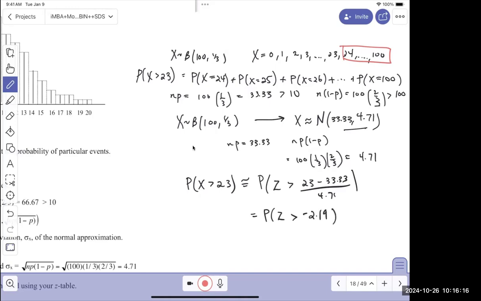Which, if you want, you can put into Excel. I'm just keeping two decimal places because our table just goes to two. Draw the picture. Negative, and going this way, that's the arrow, goes this way for negative 2.19. We want that red area, but we look up on our table and we find the area to the left is what? Because that's what the table gives us.